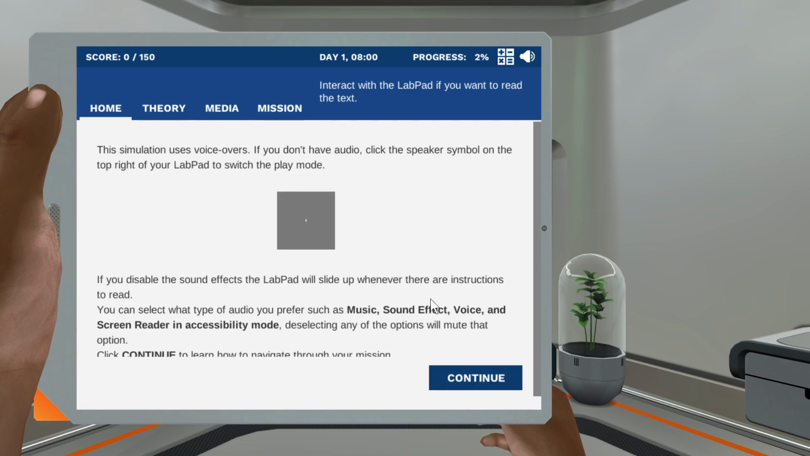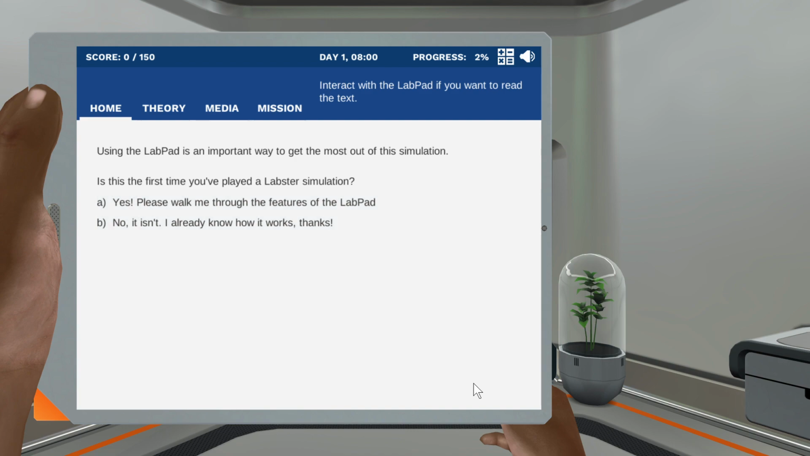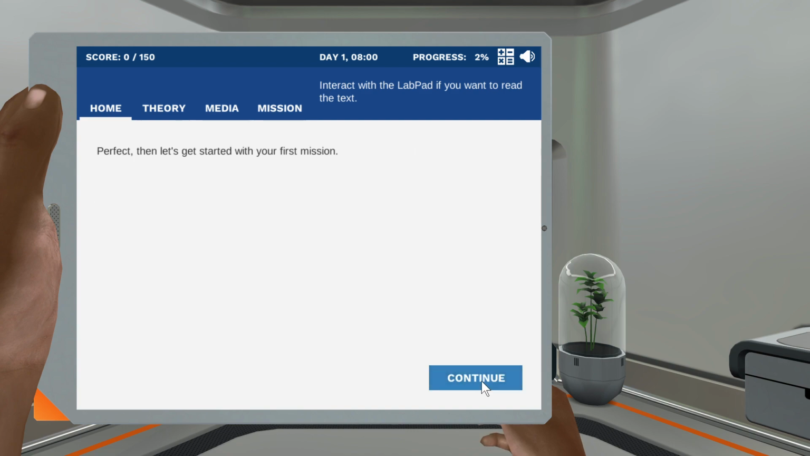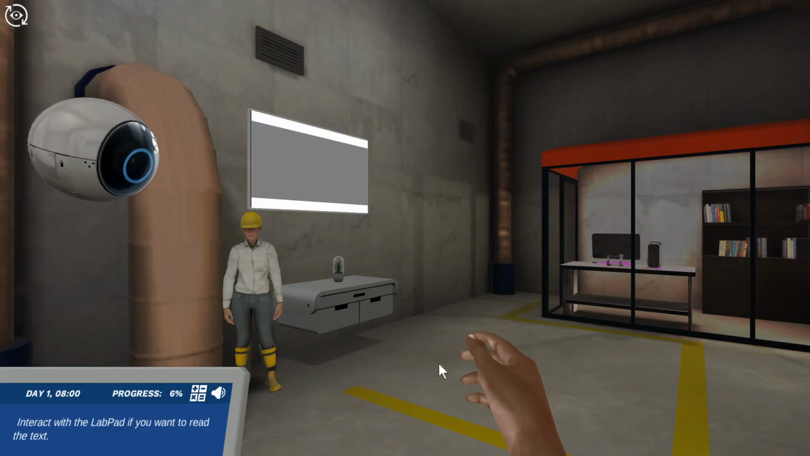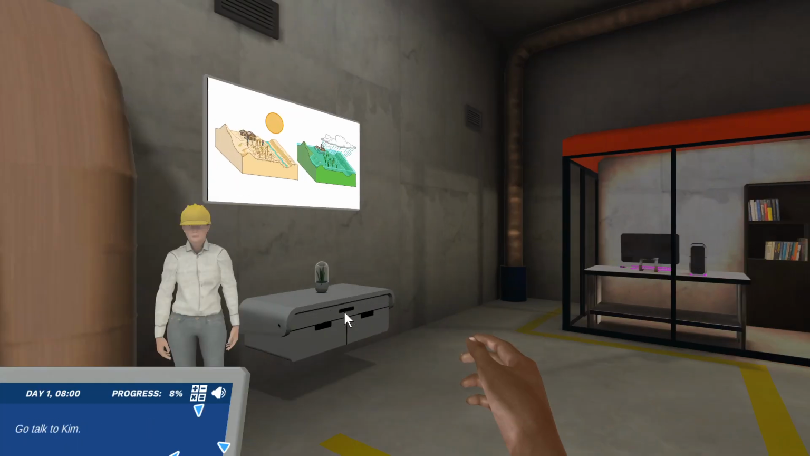This simulation uses voiceovers. Using the lab pad is an important way to get the most out of it. Then let's get started. I've just received a message from my research friend. Go talk to Kim by the table.